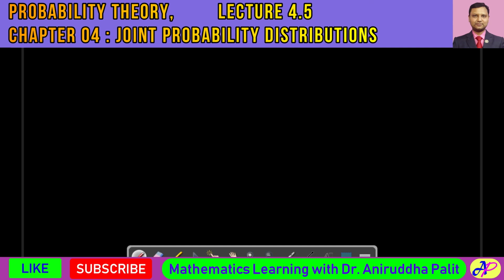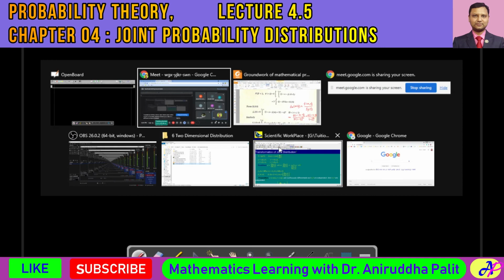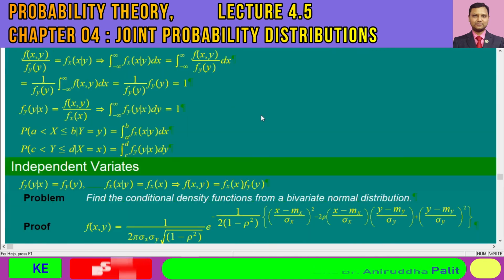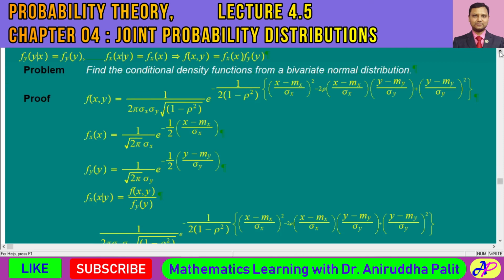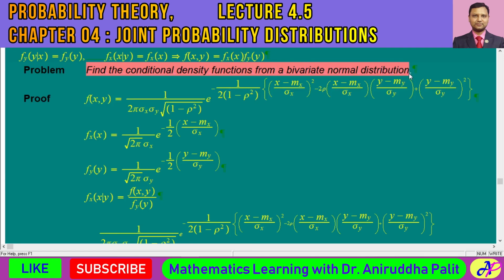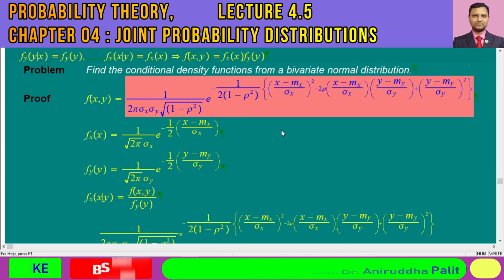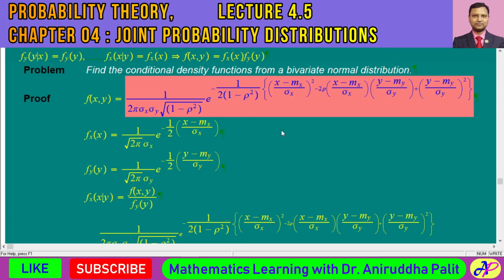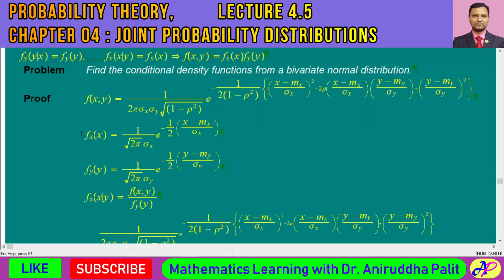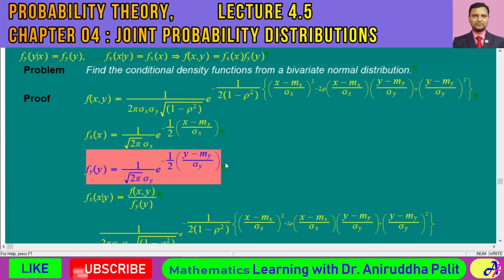Now, in case of bivariate normal distribution, that is the main part I should discuss over here. In case of bivariate normal distribution, I am discussing this one from this computation. Already computation is done. Sometimes we need to find out the conditional density functions from a bivariate normal distribution. You see, this is the density function of the joint distribution of x and y. X and y is a bivariate normal distribution, and we already proved these results in the previous class, that this is the marginal density function of x and this is the marginal density function of y.